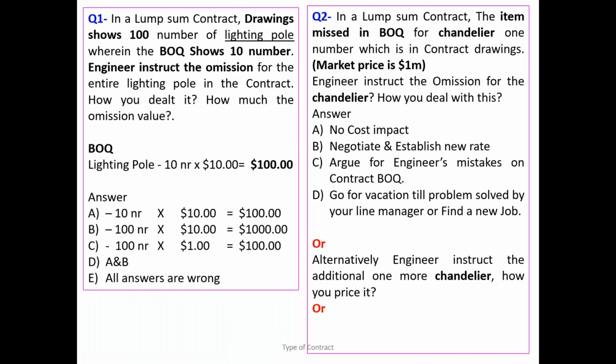Now I have a last question. How will you get paid once the cantilever is installed? There's no A, B, C, D. You have to answer in text. How will you get paid? Variation. Some people say variation.